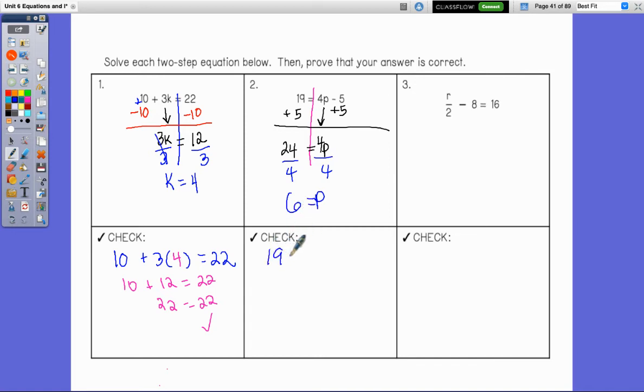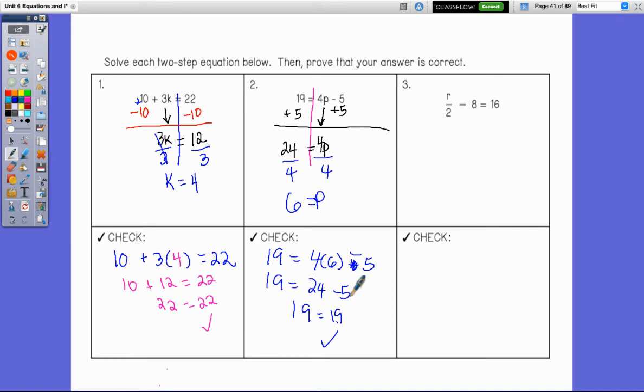Rewrite your problem to check it. Oops, minus 5. And I get 19 equals 6 times 4 is 24 minus 5. And 19 does equal 19. It checks.